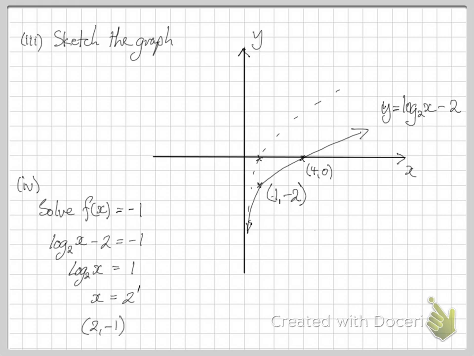And hopefully 2, -1, that's that point. I don't know why it keeps doing that. There. And I've just missed it, but that's where it should go through. Okay, that ends that question.